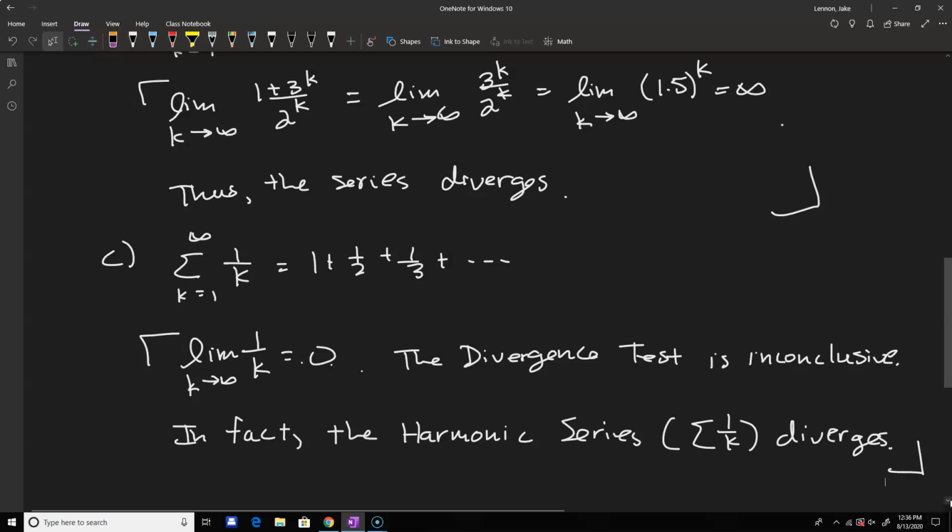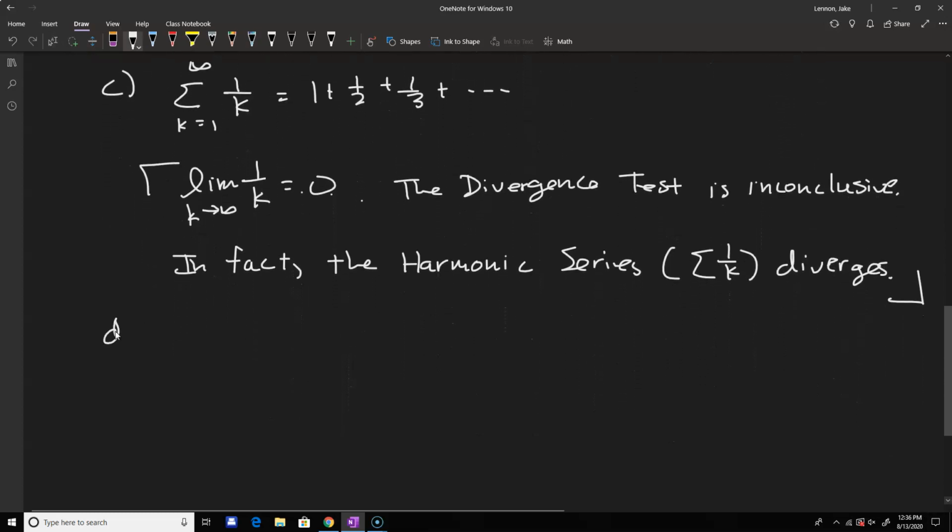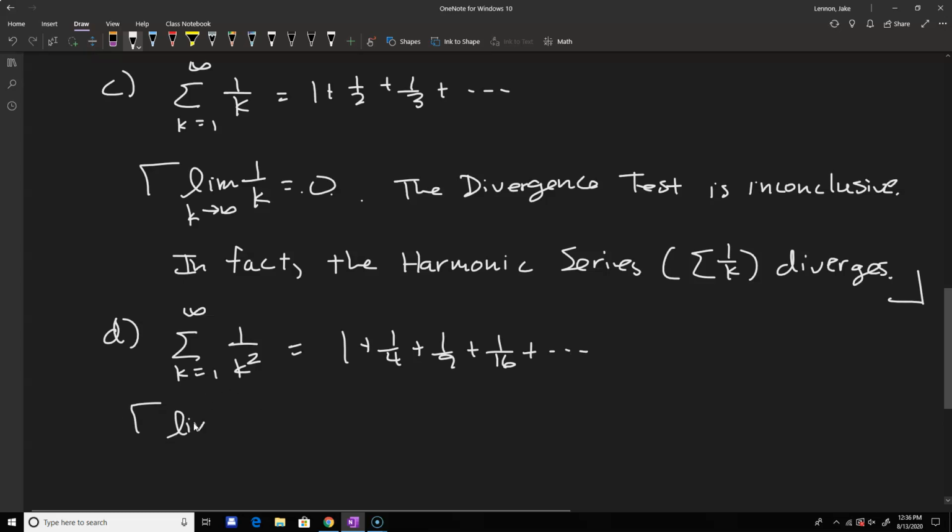And just to show the fact that it could also converge, if you looked at the series of squares, 1 over k squared, which would look like 1 plus a fourth plus a ninth plus a 16th, and so on. Here the limit as k goes to infinity of 1 over k squared also goes to 0. So the test is inconclusive.